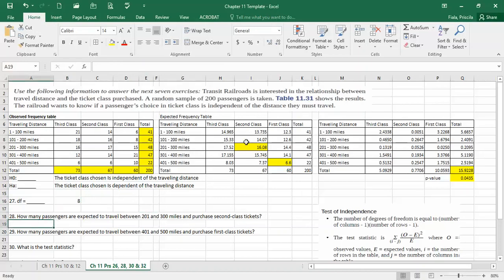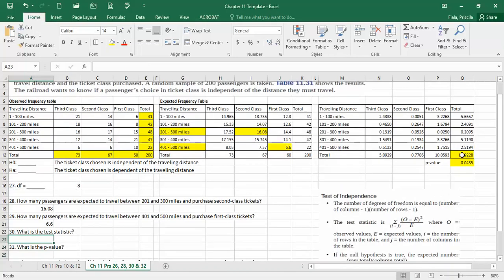And now this is easier since we did all this, to answer how many passengers are expected to travel between 201 to 300 miles on the second class ticket. There we go, 16.08. It's your answer, right? And then the next one: how many passengers are expected to travel between 401 and 500 miles and purchase first class tickets. There we go, 6.6.